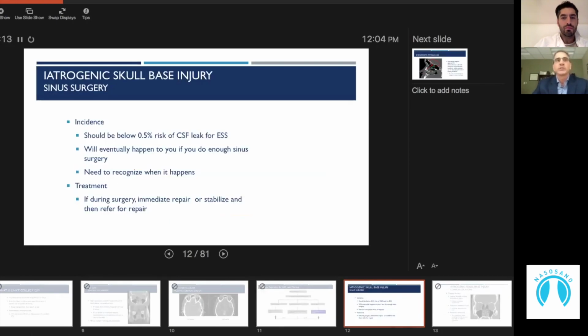Iatrogenic skull-based injury should be low in endoscopic sinus surgery. Its incidence should be well below 0.5%. But if you do enough sinus surgery, it will eventually happen to you. So be prepared. We need to recognize it when it happens and then to treat it. If it happens intraoperatively, the best treatment is either repairing it at the time or stabilizing it and getting it to someone who can repair it.